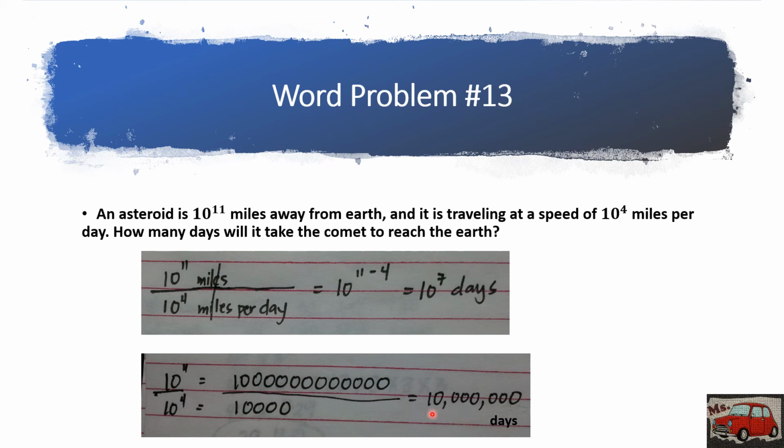Alright? Again, 10 million, di ba ilang 0 yan? 7, di ba? So, di ba ito lang din naman yung sagot? 10 to the 7th power. So, 7 yung exponent, it means 7 yung zeros niya.